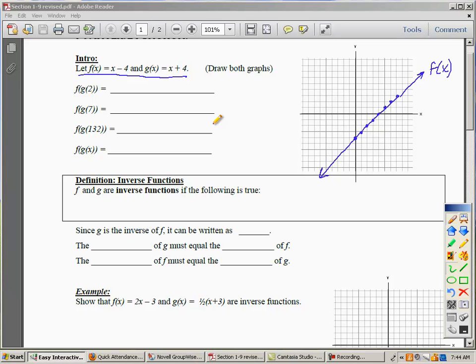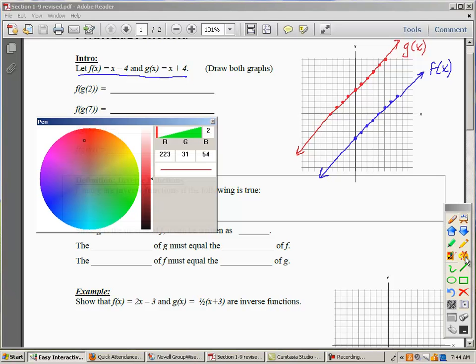G of x is x plus 4, so my y-intercept is positive 4, and my slope is 1, so I go up 1 over 1, or down 1 and left 1, either way. And then I extend this line. This is g of x. Okay, now as I'm looking at these two lines, we're going to talk about what we notice about them as we go through. I'm going to start, though, with the 4 questions they give you.